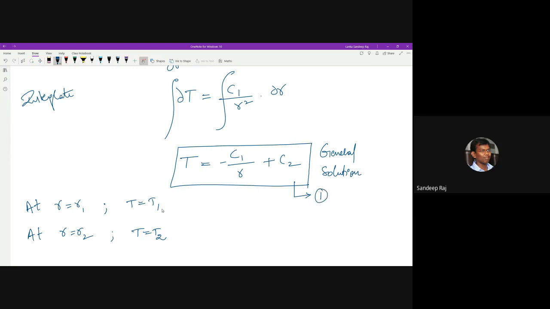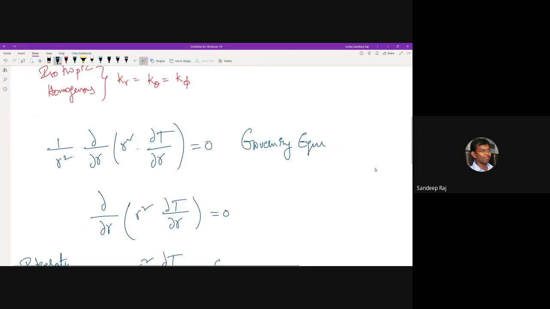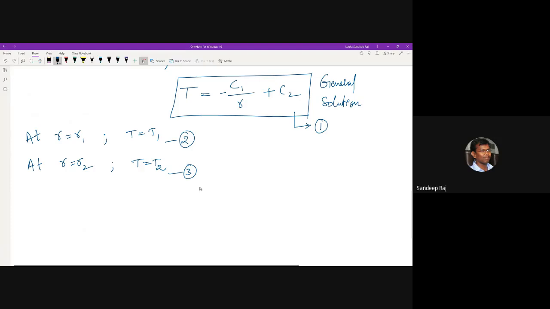Let me call this equation as 1, this one as 2, this one as 3. If I have to represent these two boundary conditions in my diagram, it goes like this. There is a hollow sphere here. This is R1, this is R2. The temperature prevailing here is T1. The temperature prevailing on this end is T2. It's a sphere. So that's how we can represent these boundary conditions on the diagram.